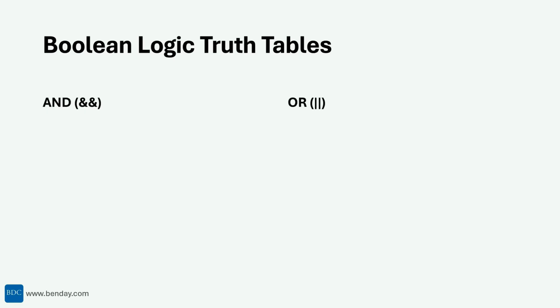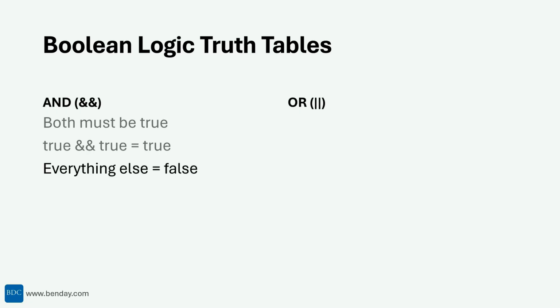With and, both conditions must be true for the result to be true. Think of it like this: this and that must both happen. True and true equals true. This is the only combination that works with and. True and false, false. False and true, false. False and false, also false.